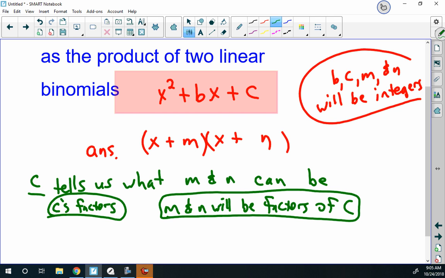So on Monday, and again on Tuesday, and again today, I've said this before, I'll say it again. To be able to factor, you have to find factors of a number. To be able to factor, you're going to have to be able to find factors of that number C. So far, so good? Okay.